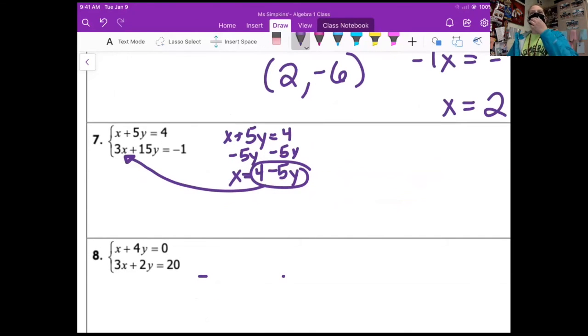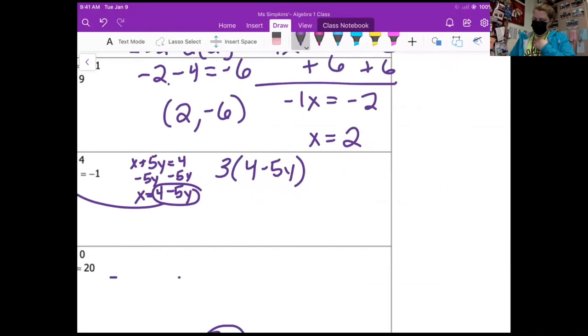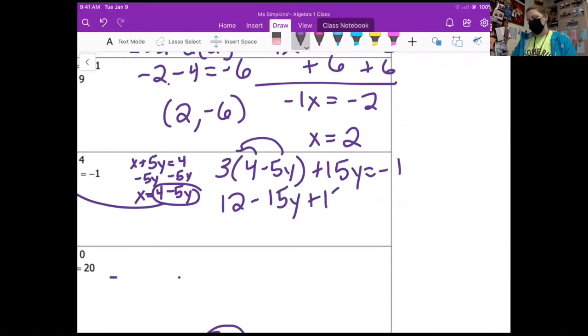Okay, so let's talk about why math is so cool. So first, let's solve this, which is the boring part. So 3 times 4 minus 5y plus 15y equals -1. And then you distribute your 3 to get 12 minus 15y plus 15y equals -1. So my 15y's go away, and I'm left with 12 equals -1, which is not true. So that means there's no solution.